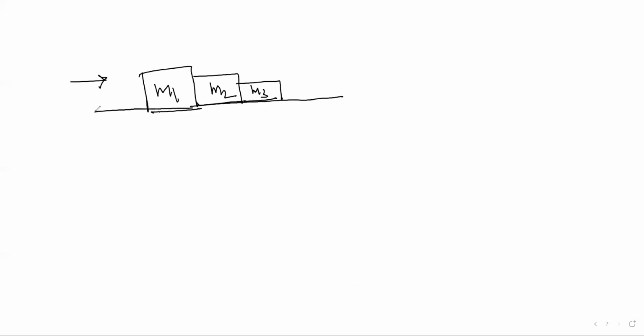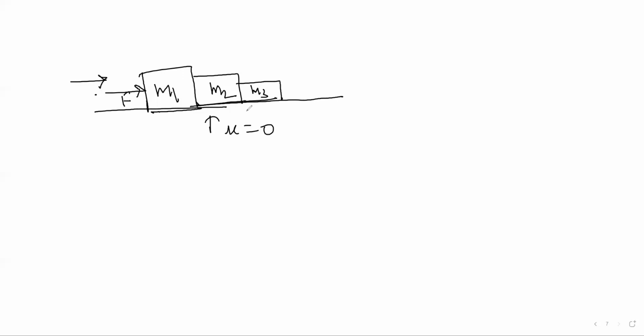Now suppose there are blocks M1, M2, M3, placed over a smooth surface, mu is equal to 0, and a force F is exerted from the left side. You might be asked to find the normal force exerted between M1 and M2. So what are the normal forces?